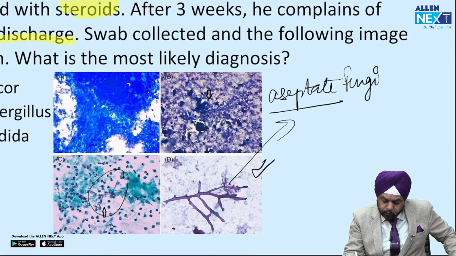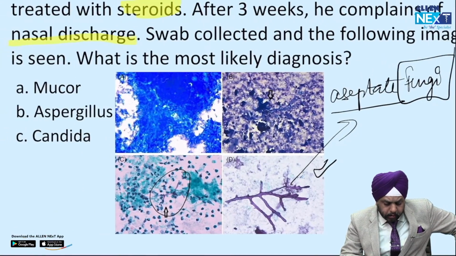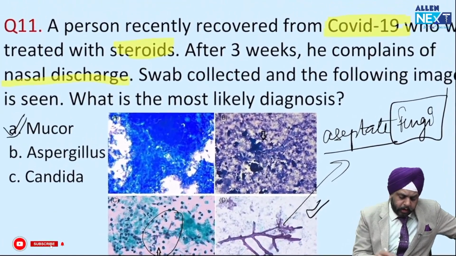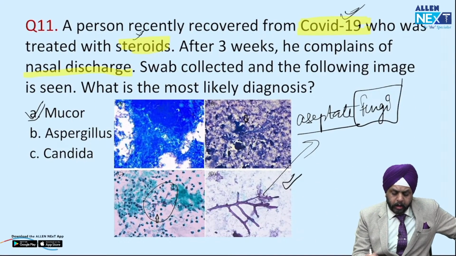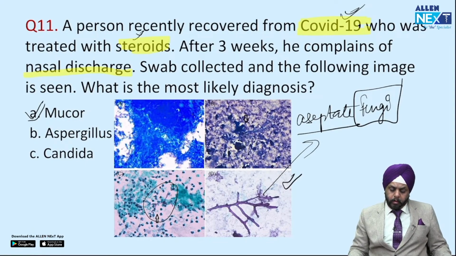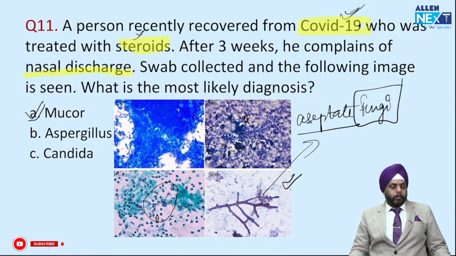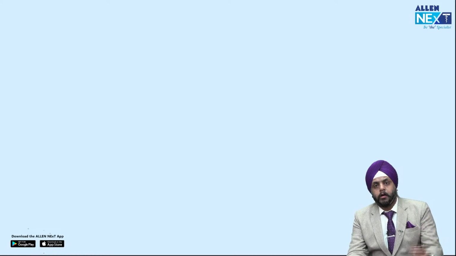Obtuse and at right angles. So that is the answer. The answer was pretty clear. It is mucormycosis: COVID-19, post-steroids, and we have something growing in the nose. The answer was mucor. That's a straightforward question, no brains applied for that. So these were the questions that were from ENT.